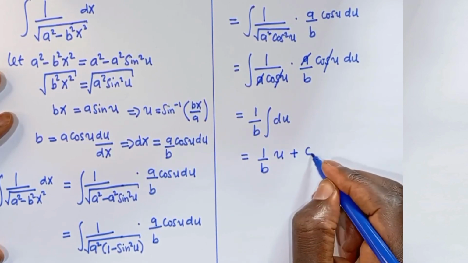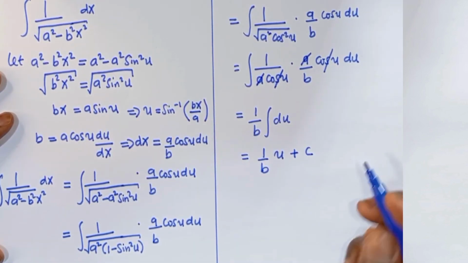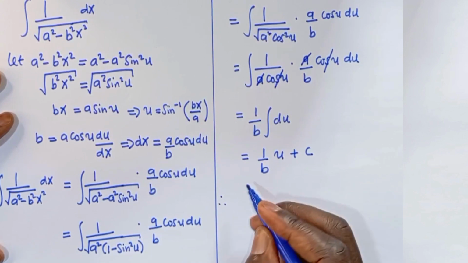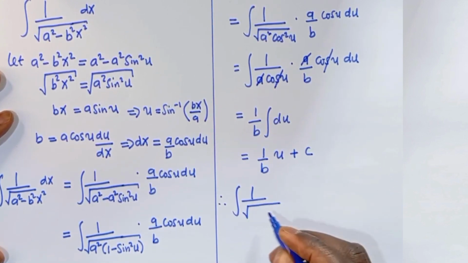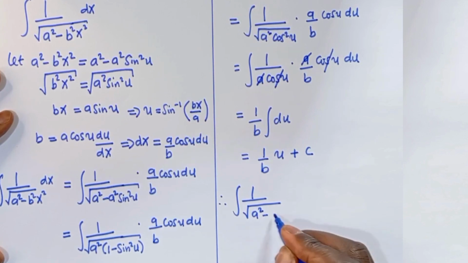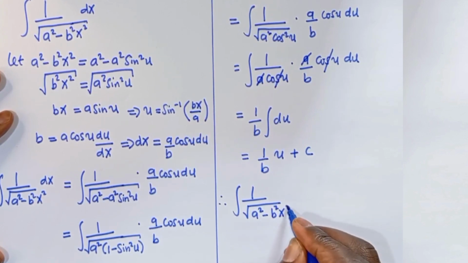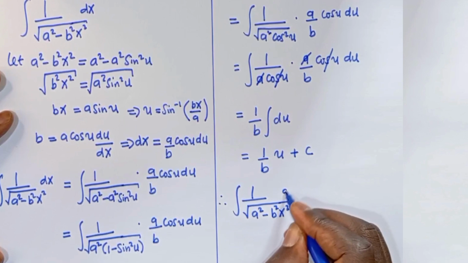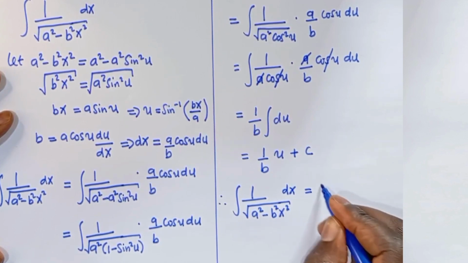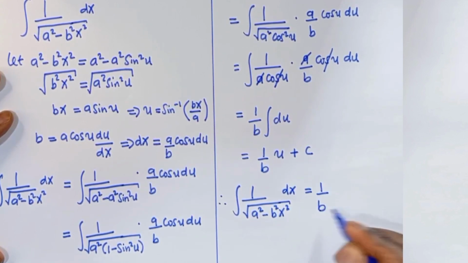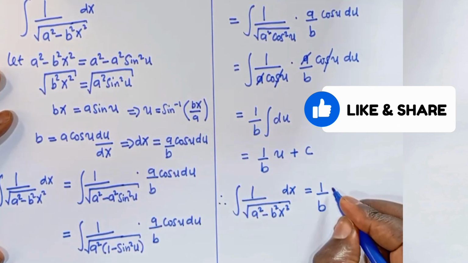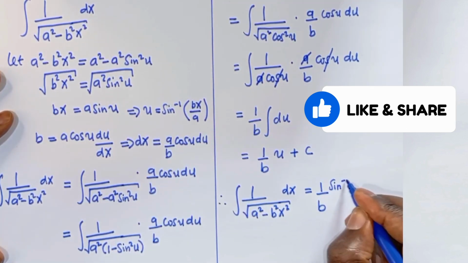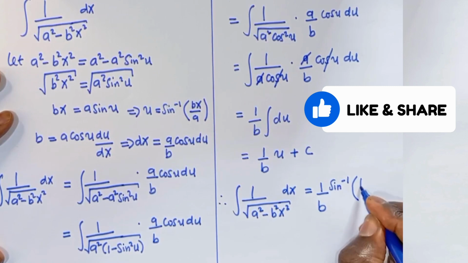As simple as that. When you understand this flow, all problems that come in the same line become so cheap to manage. So the integral of 1 over the square root of a squared minus b squared x squared dx, using sine substitution, is equal to 1 over b sine inverse. We substitute back our u: sine inverse of bx over a, plus c.